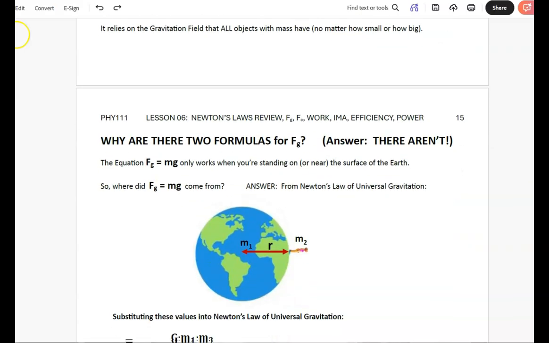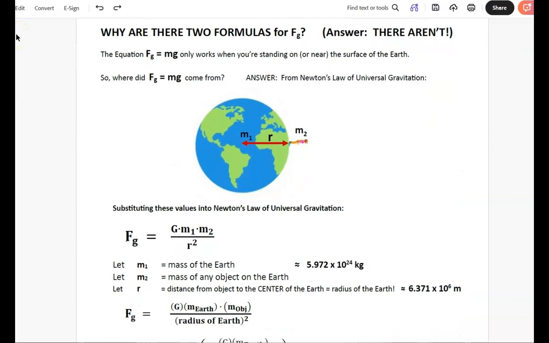All right, so you already learned that gravitational force, when it pertains to weight, in other words, the gravitational force of an object or a person close to Earth or standing on Earth, we already talked that you have this simple formula.